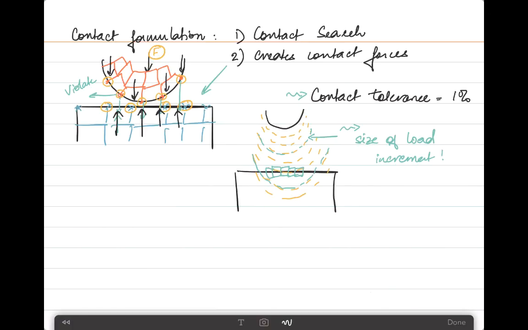Now, the rest of the things about penetration, about how penalty is applied and how the Lagrange multipliers are applied in order to create this contact have already been covered before in a simple example. And for a multidimensional system also, the same method will be applied, although it will be expanded.